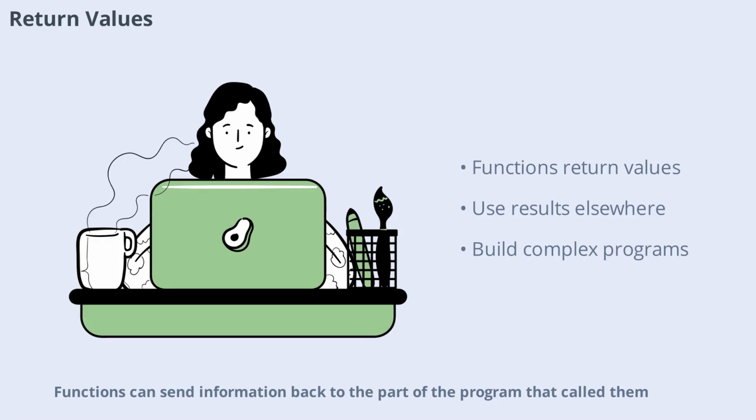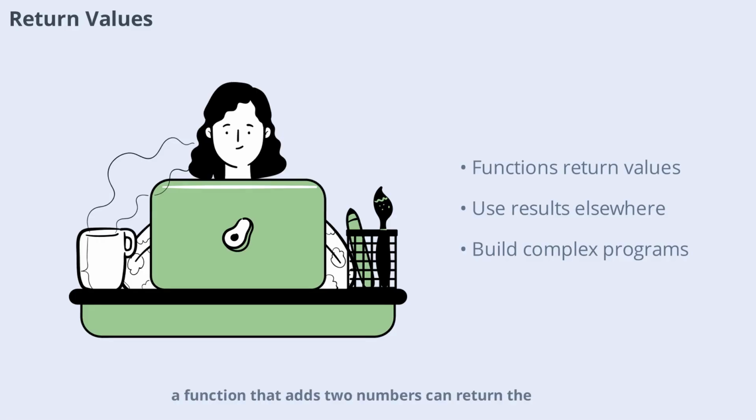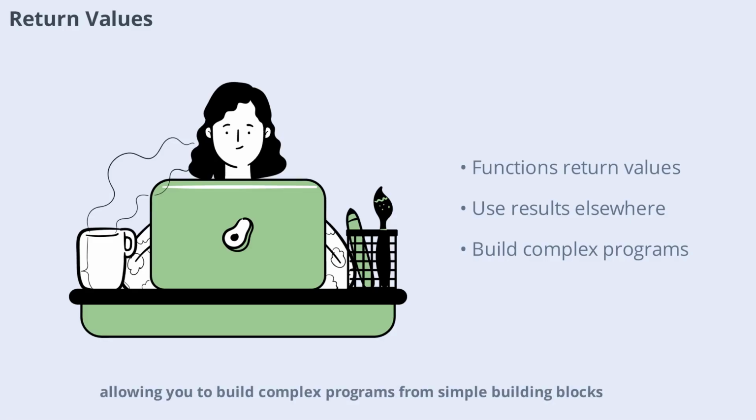Functions can send information back to the part of the program that called them. This is called returning a value. For example, a function that adds two numbers can return the result so you can use it elsewhere in your program. Return values make functions more useful and flexible, allowing you to build complex programs from simple building blocks.